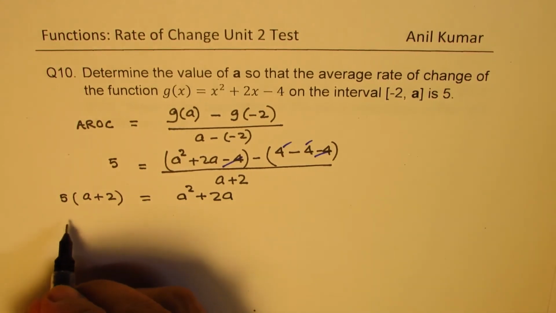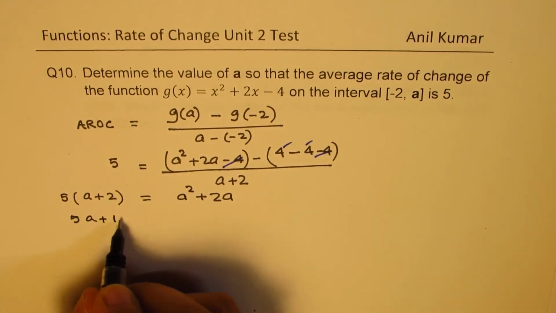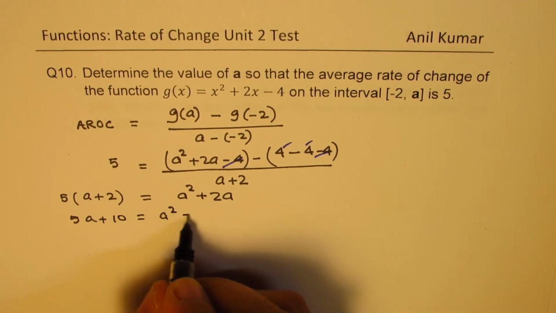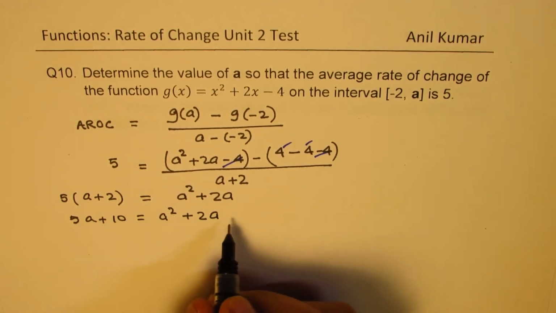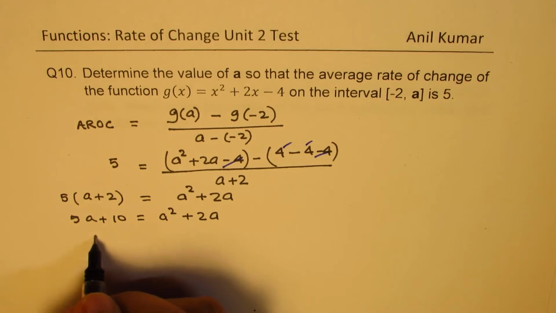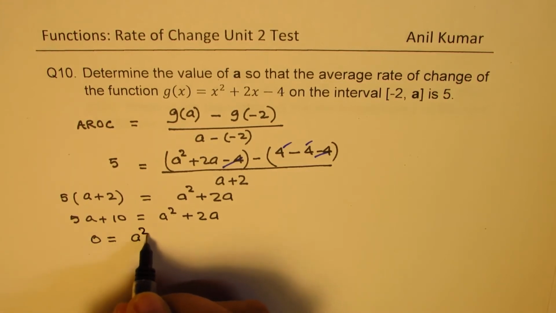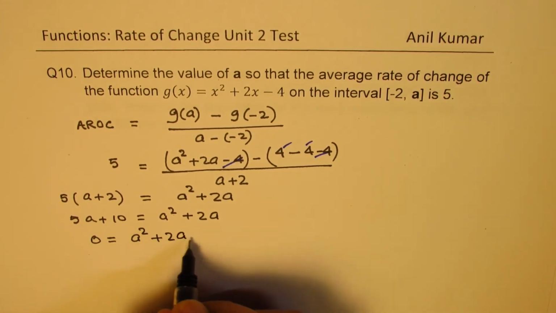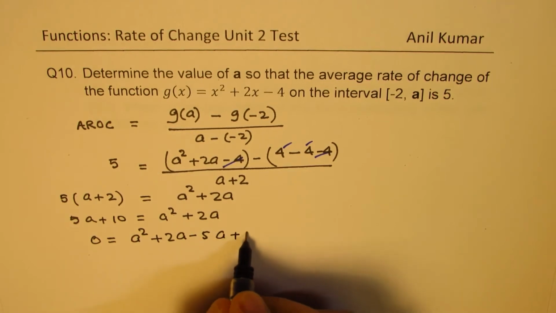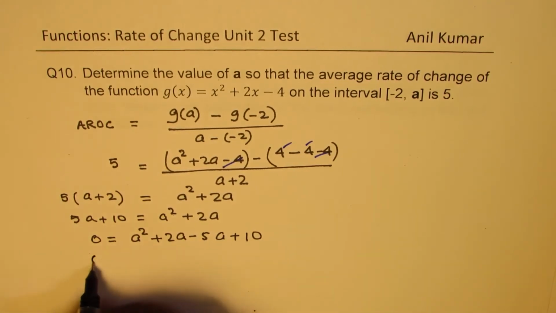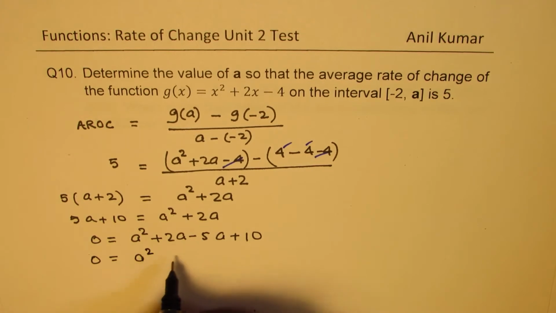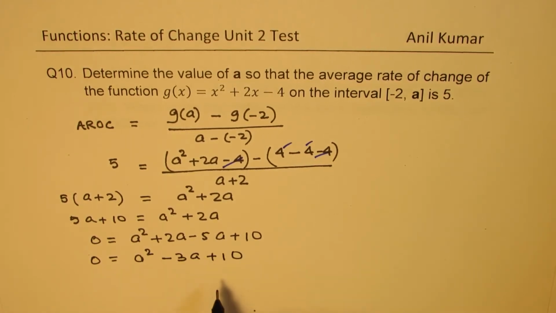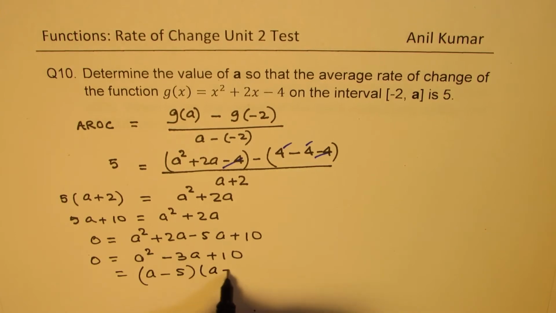Now we can solve for a. 5a plus 10 equals a squared plus 2a. Bringing all the terms together, we get 0 equals a squared plus 2a minus 5a plus 10. So that gives us 0 equals a squared minus 3a minus 10, correct? So that is 5 times 2, which is (a minus 5) times (a plus 2).